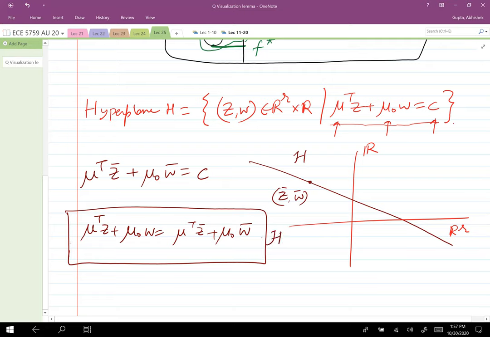This is my hyperplane H. What is this value here? Can someone tell me what is this value or the y-intercept of this hyperplane? What is this equal to?